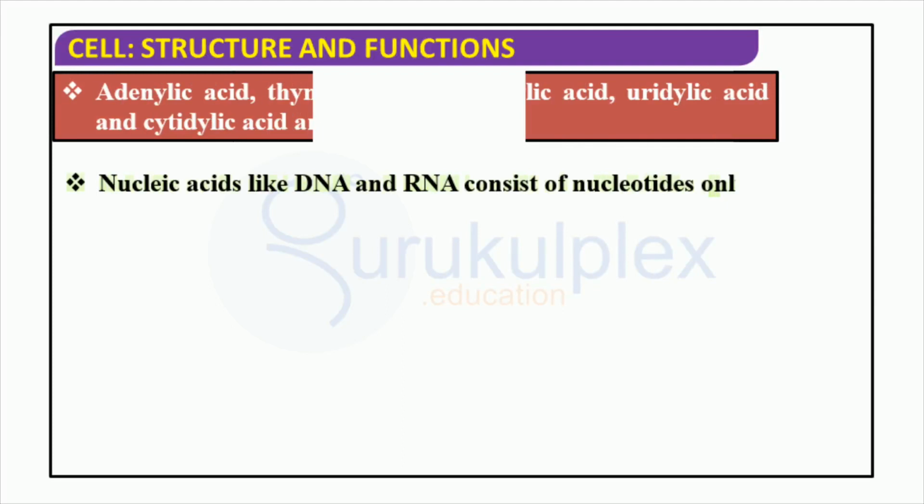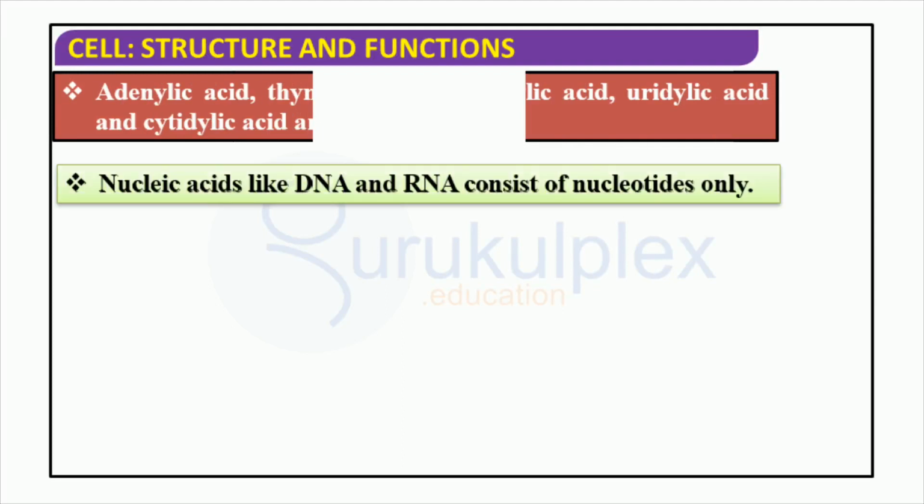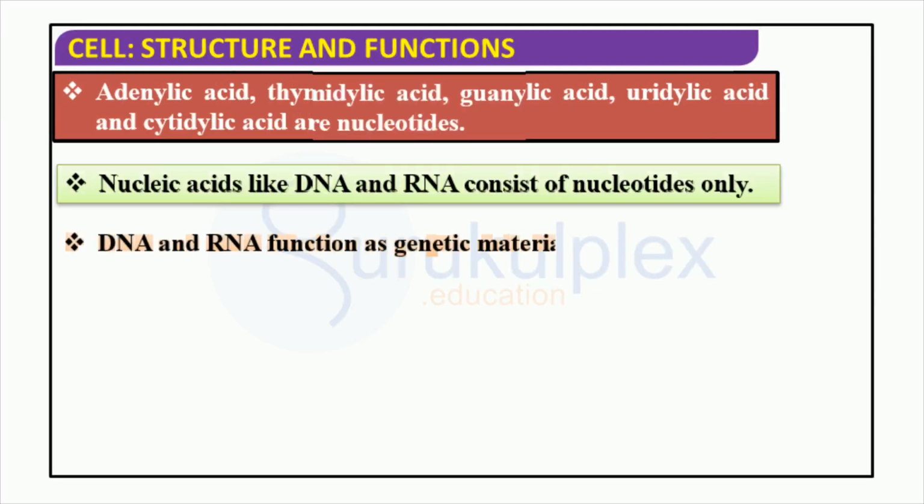Nucleic acids like DNA and RNA are composed of nucleotides, each having its own role. These nucleotides are adenylic acid, thymidyllic acid, guanylic acid, uridylic acid, and cytidyllic acid. Knowing how they interact and work is vital for grasping the mechanisms of life.